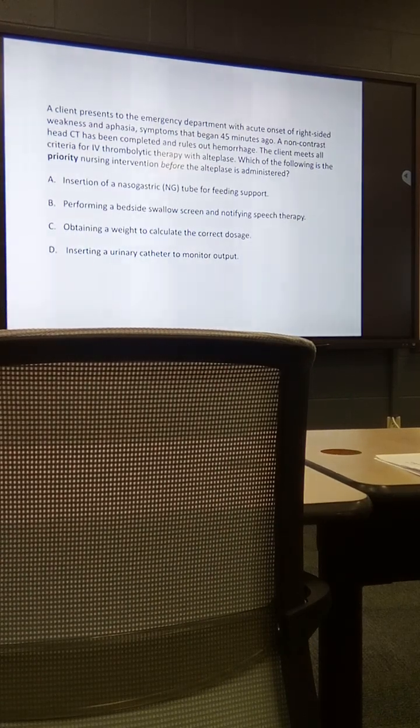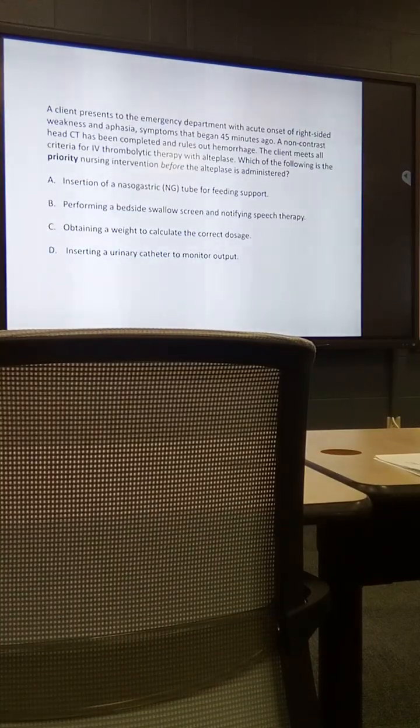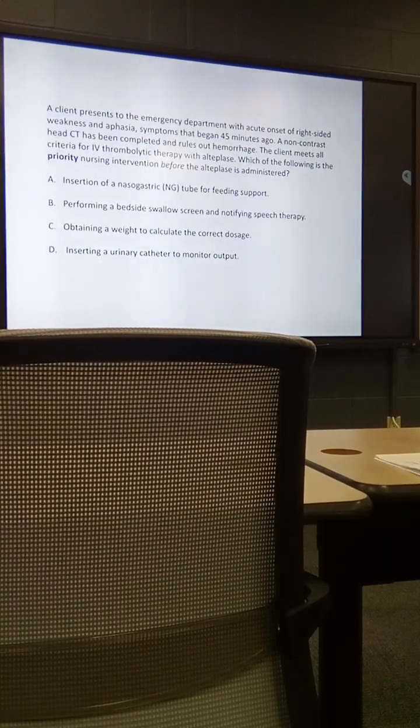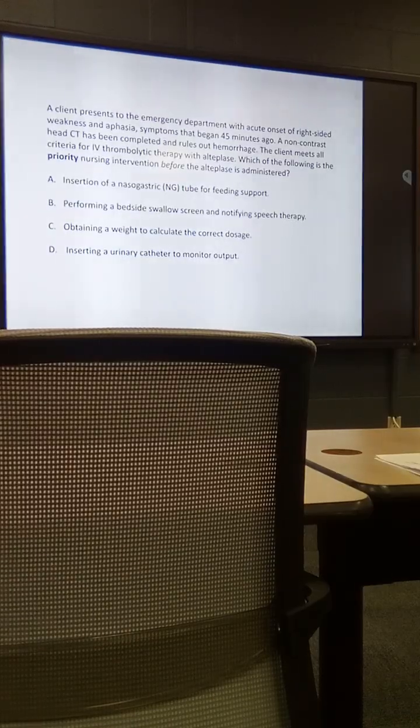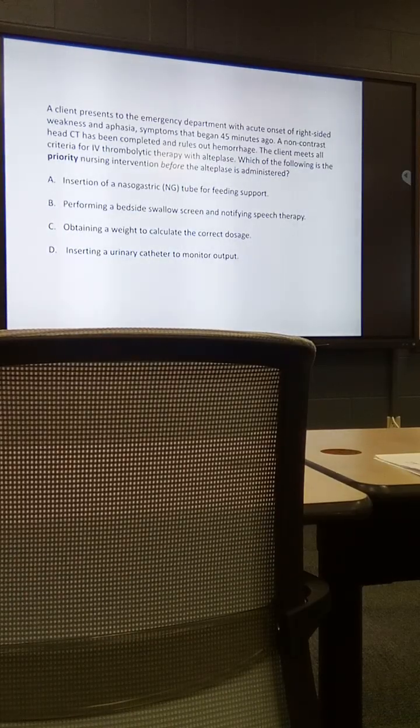Inserting the NG, performing bedside swallow screening, obtain a weight to calculate the dosage, inserting a urinary catheter to monitor output. That one's C. Because we can't start it unless we have the correct dosage. But all of A, B, and C would be right if we have to do all those, but the most important one would be C.